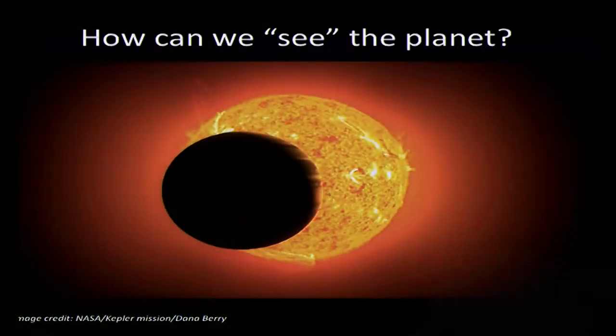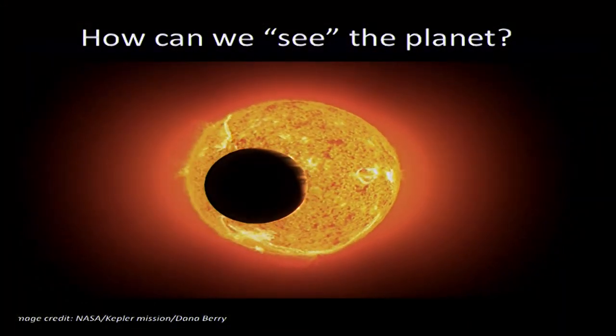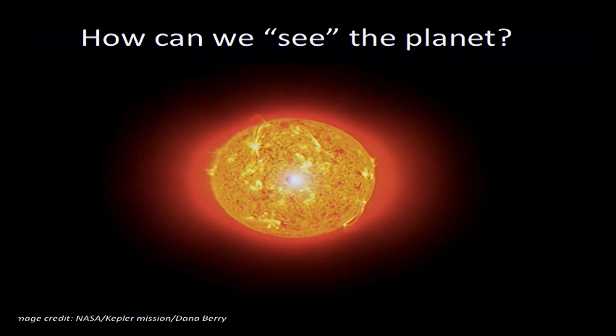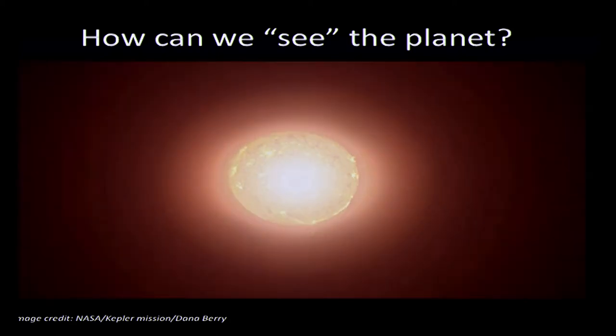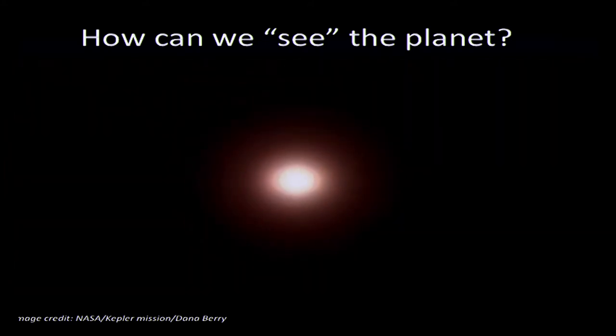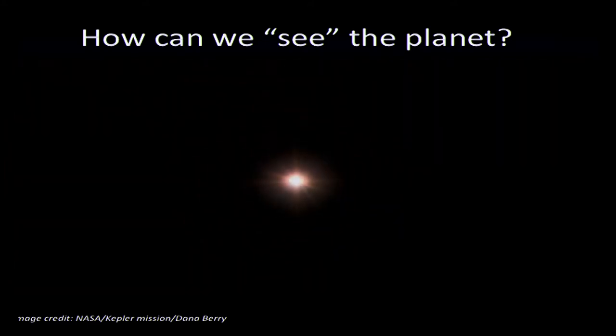So how do we actually see these planets? Well, we don't see this. We don't see a planet sitting next to a star, right? Because when we look up in the night sky, we don't see the star itself on the sky. What we see, because it's so far away, is a point of light. And so seeing this planet next to it is virtually impossible.